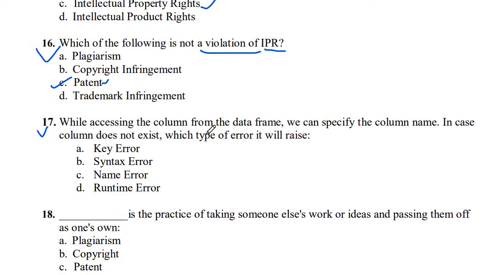Now come to question number 17. While accessing a column from a data frame, you can specify the column name. In case the column does not exist, which type of error will it raise? So if you are accessing a column that does not exist, it will raise a KeyError there. So this is a question I think we should do practically.